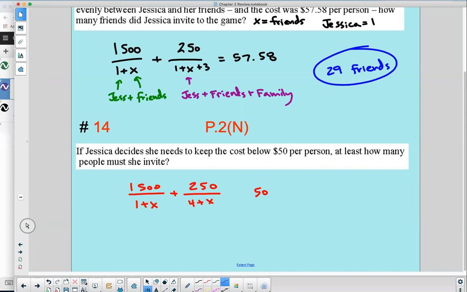Less than 50. So you'd put it this way. If you want to keep the cost below $50 a person, you put this inequality in. And now let's see how many people we'd have to invite.